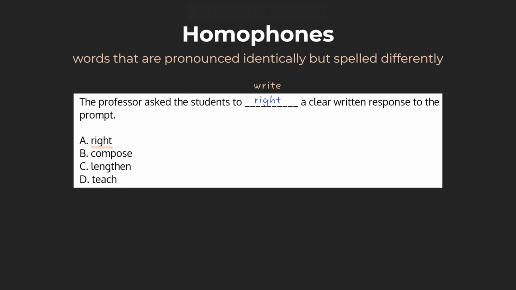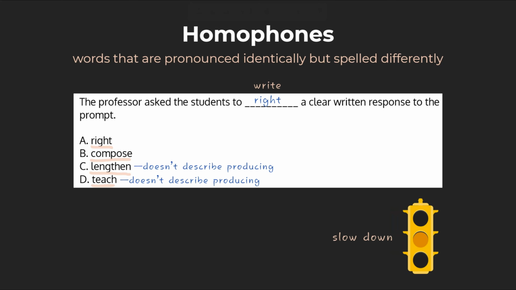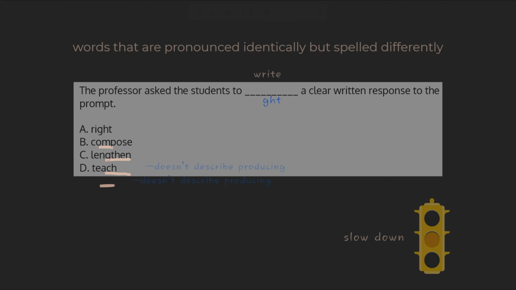Right means directionally to the right, or correct, while write means to compose. The sentence is asking for a word that means to create or write a response, and compose fits this blank precisely. Lengthen and teach don't describe producing the response itself, so they can be marked off. This is a good reminder to slow down when an answer looks or sounds similar and make sure the meaning actually works in context. Next, let's move on to word hierarchy, specifically hypernyms and hyponyms.